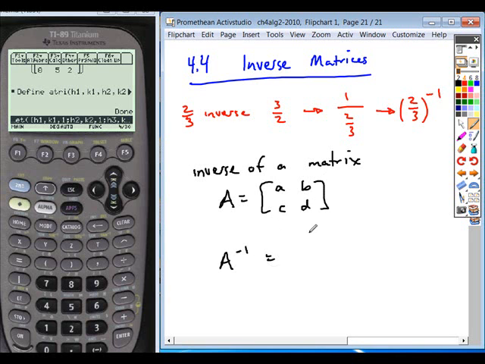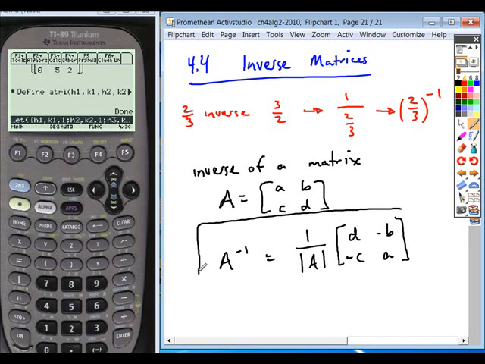Okay, and the way that you find the inverse is you take the reciprocal of its determinant and you multiply it by, it's called the identity. And so here is the pattern that you would use. Okay, now, doesn't look like that much fun doing the calculation for this.